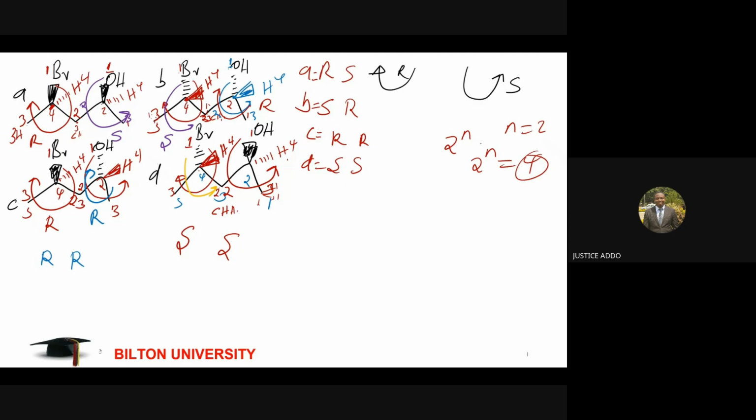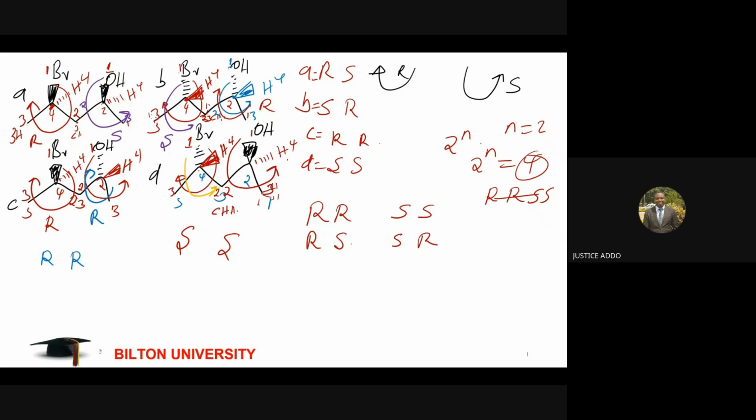So let's list them. We can have RR, and then we can have SS. Let me put them properly here. So we can have RR, RS, SS, and SR. RR is the configuration for C, RS is for A, SS is D, and SR is B.